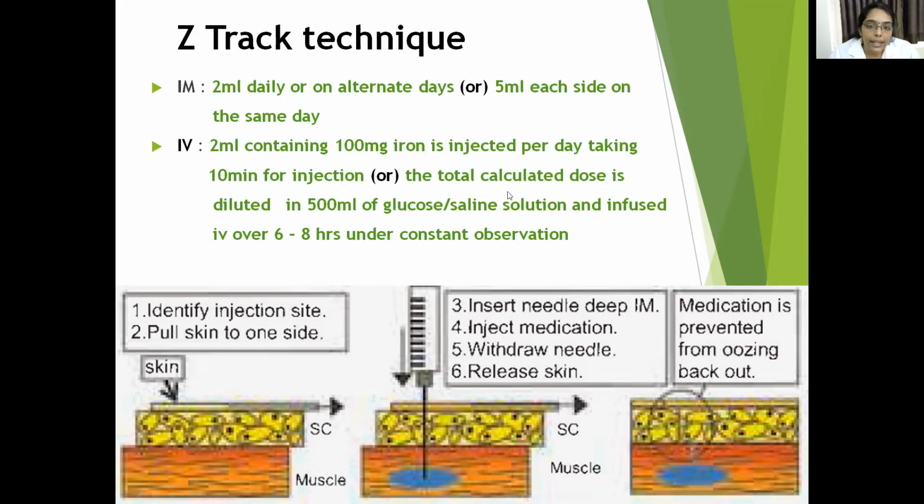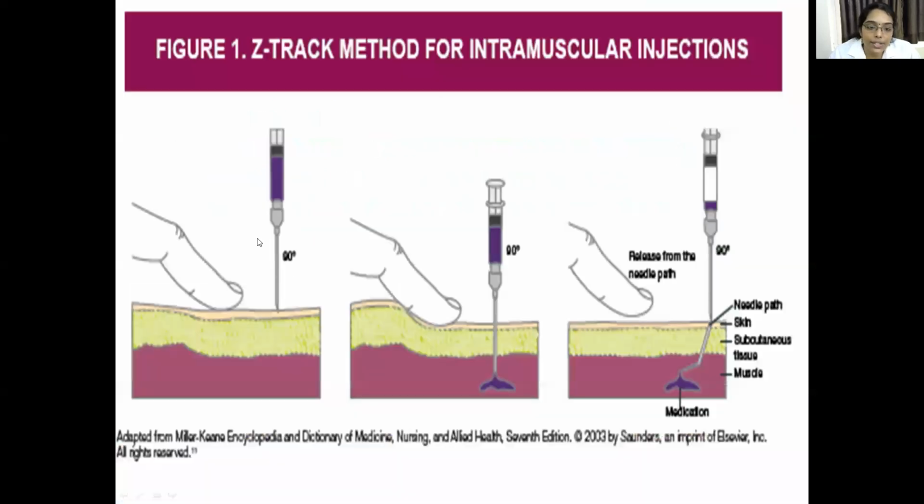If you have to give by infusion route, the total calculated dose is diluted in 500 ml of glucose or saline solution and infused IV over 6 to 8 hours under constant observation. See, this is another image showing the Z-track technique. Place the needle perpendicular, pull the skin to one side, then inject the medication. Then release the needle and release the skin.